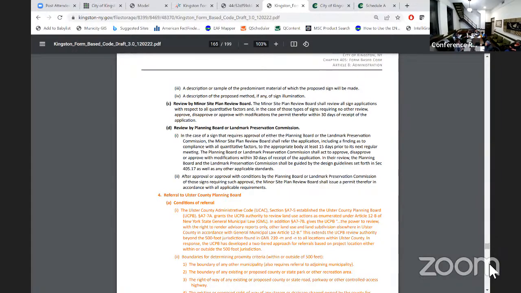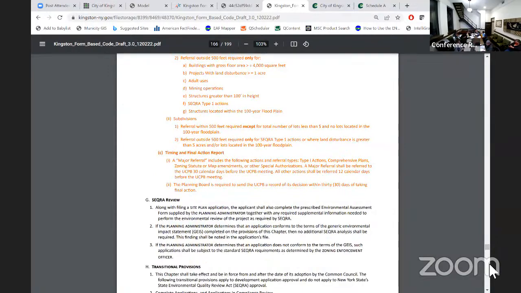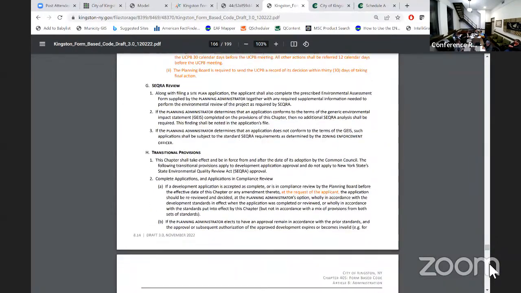Let's see, the SEQRA section in this code, G, on page 8.14. Is that even necessary? I mean, SEQRA is SEQRA. SEQRA is applicable. Is this even a necessary section in our zoning code? It also says under number 3, if the planning administrator determines that an application does not conform to the terms of the GEIS for this document, such applications shall be subject to the standard SEQRA requirements as determined by the zoning enforcement officer.